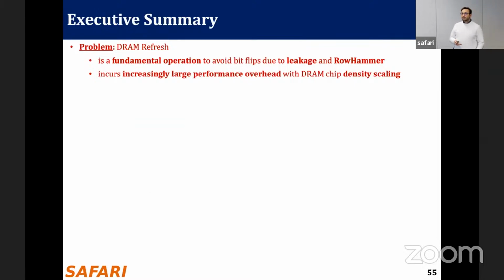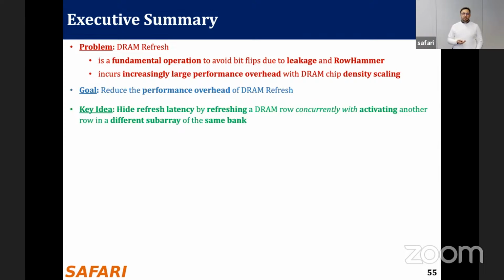In this paper, our problem is DRAM refresh, because it's a fundamental operation to avoid the bitflips due to leakage and RowHammer. And DRAM refresh is one of the things that keep incurring increasingly large performance overhead as DRAM chip density scales. Our goal is to reduce the performance overhead of DRAM refresh. And our key idea is to hide the latency of this refresh operation by parallelizing the refresh operation with other accesses to the DRAM chip, so that when we perform a refresh, we do not pay for the whole latency.